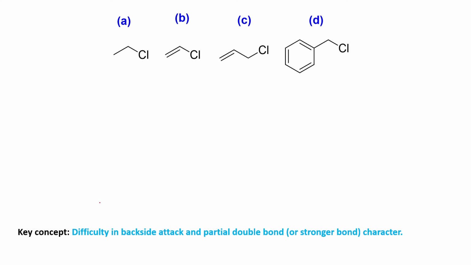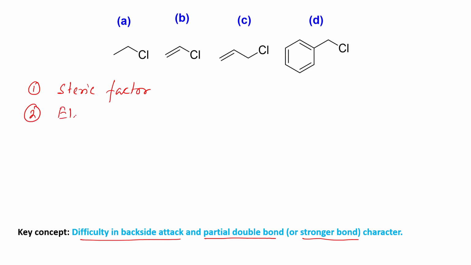The main key step for solving this question, or key concept, is difficulty in backside attack and partial double bond character, which means actually stronger bond character. Let's learn about it. Now an SN2 reaction is associated with mainly two types of factor: steric factor and electronic factor. So if you look at the steric factor, it is actually about bulk factor.